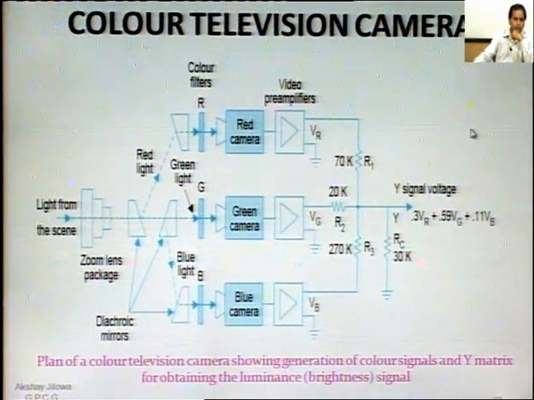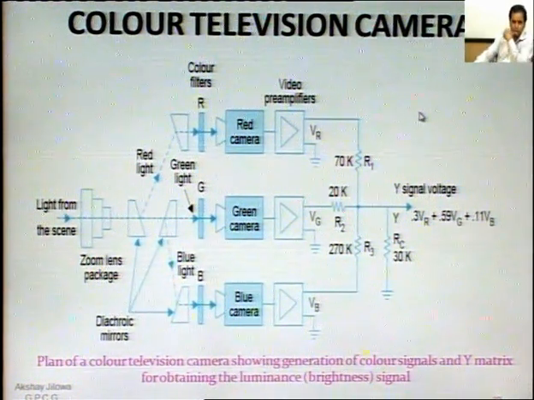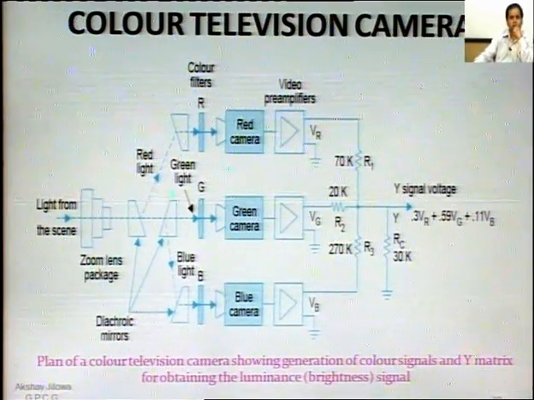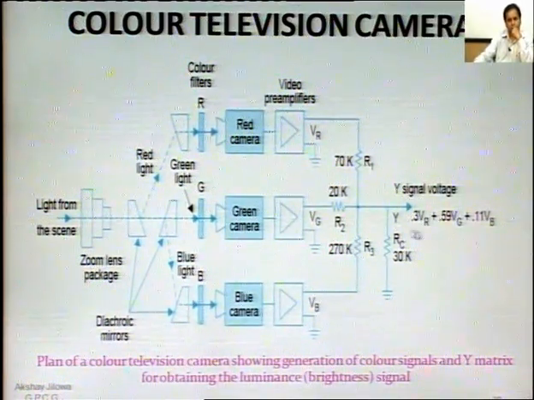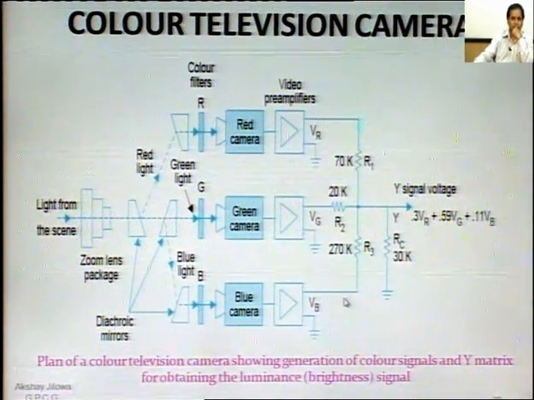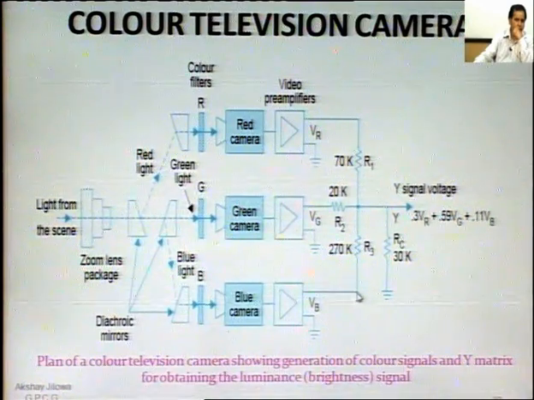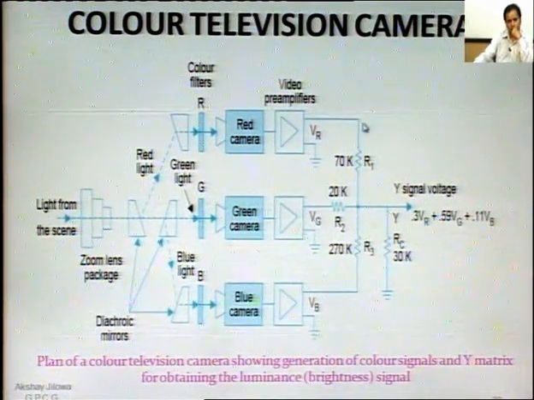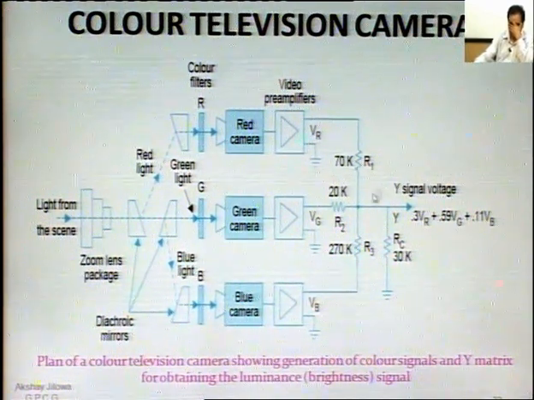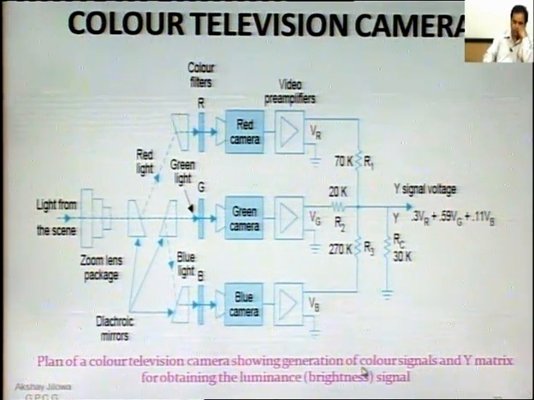It is a plan of a color television camera showing generation of the color signal and the Y matrix for obtaining the luminance, or brightness, of the signal. What is the overall signal? It is the combination of these three colors. So what is the brightness level of a particular signal? Suppose it was blue, green and red individually, the total brightness is the numerical sum of these three brightness levels.